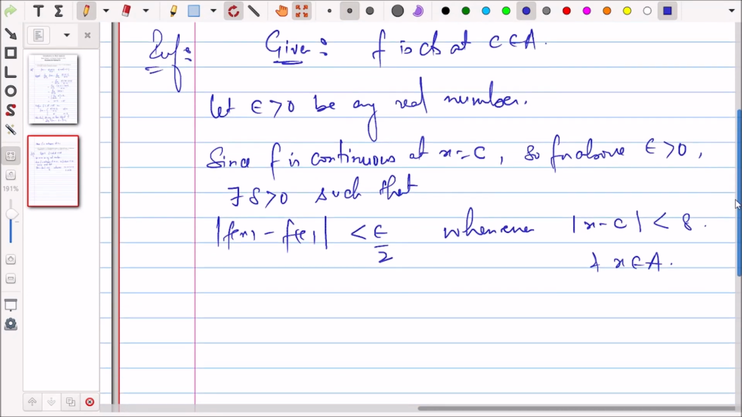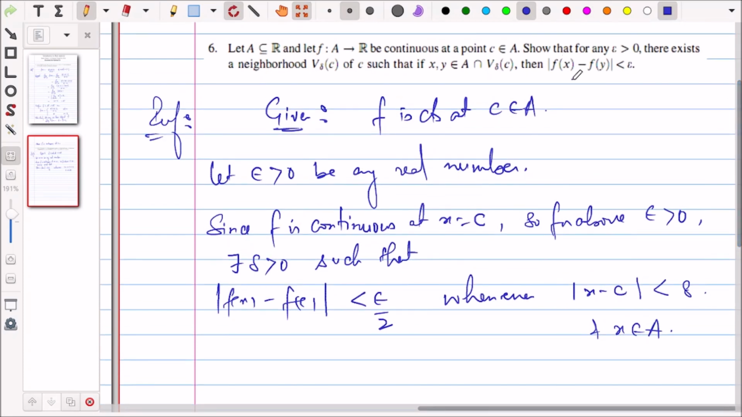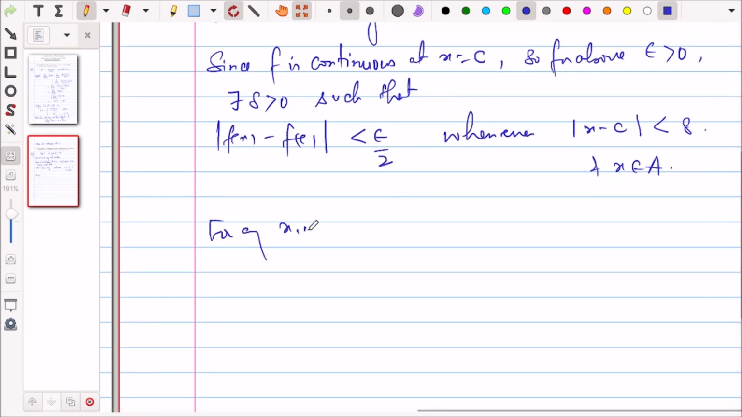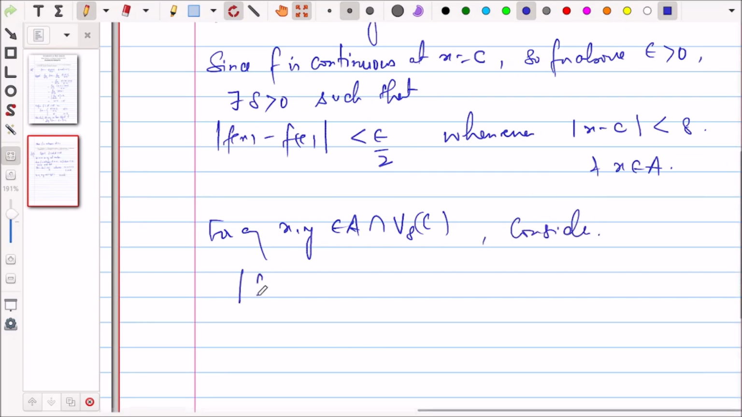Now what we have to do is get this desired condition. So we will pick any two elements in this neighborhood V_delta(c). Let now x, y belong to A intersection V_delta(c), and we start with this, consider |f(x) − f(y)|.